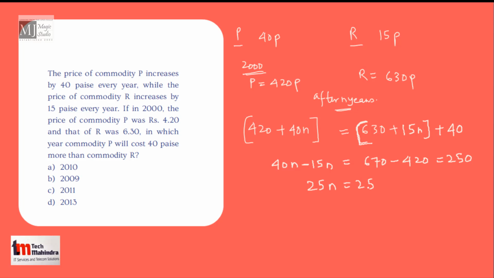25n is 250. So n equals 10 years. After 10 years from 2000, the price of commodity P would be 40 paise more than the price of commodity R. Now we are standing at 2000. We'll add 10 more years to it. That means by the end of 2010, the price of P will be 40 paise more than that of R. Option A fits in.